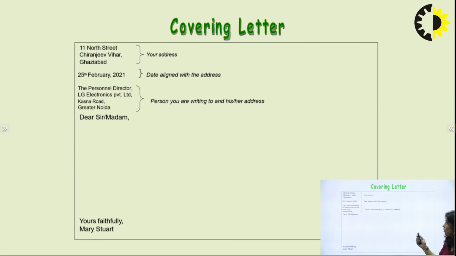So this is how you need to write your address in the left corner. Then your date, it should align with the address. Then the person you are writing to, his or her address. I have written the designation, the personnel director. If you know the name of the person, you can write Mr. N.K. Verma, personnel director. Then write the address of the company, dear sir or madam, yours faithfully, and then your name.